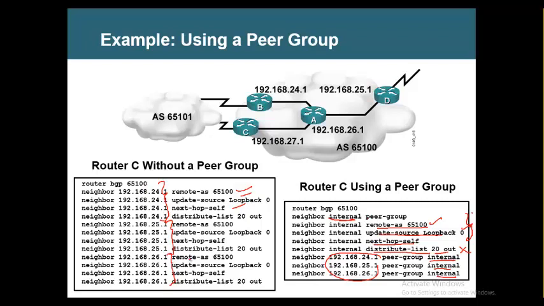See, these 4 lines are repeated again and again with 3 neighbors. So there are 4 lines of code. But if you see here, it is only 3 lines, 3 neighbors. That's the same job for all 3 neighbors. We said remote AS 65100, update source loopback 0, next hop self, distribution list 20. You see, the line of code is less.